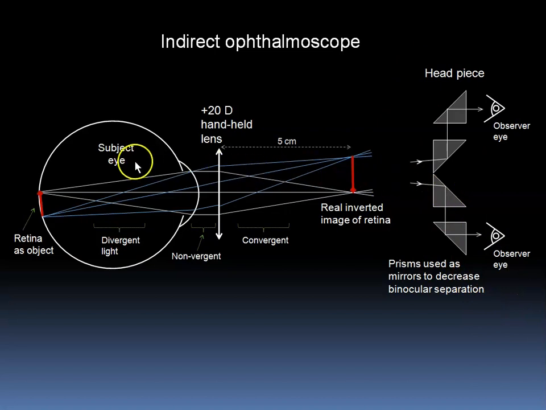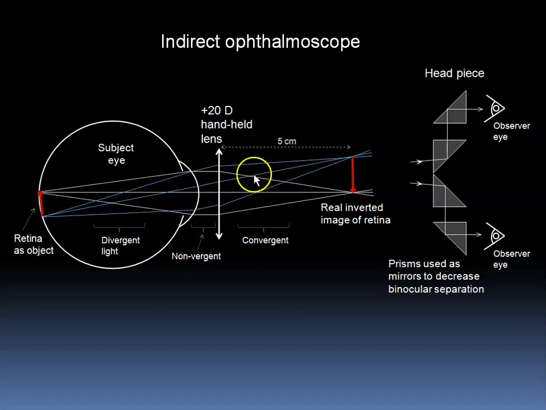Here we have an indirect ophthalmoscope in which the observer is wearing an illuminating device in the headpiece, which is illuminating the retina. The retina now gives off light and is the object being observed. Here we show light coming off the top and the bottom of an area of the retina. If the patient is an emmetrope, the light will leave the eye non-vergent, since the retina is conjugate with infinity. This non-vergent light enters a handheld lens, which is usually a 20 diopter power lens.